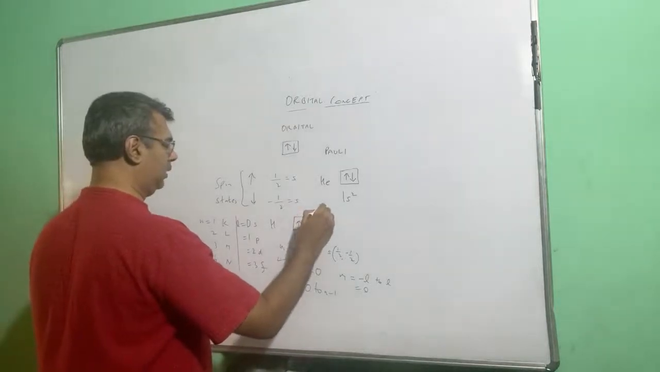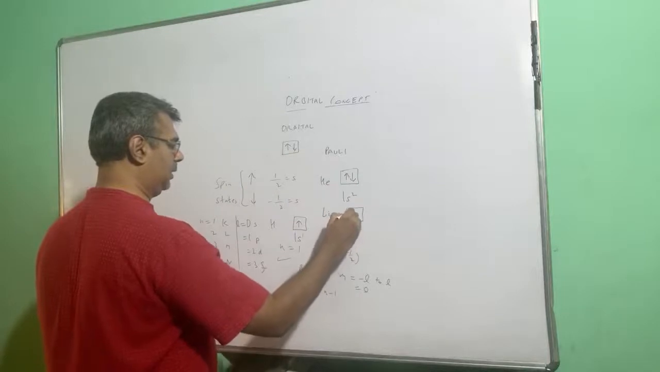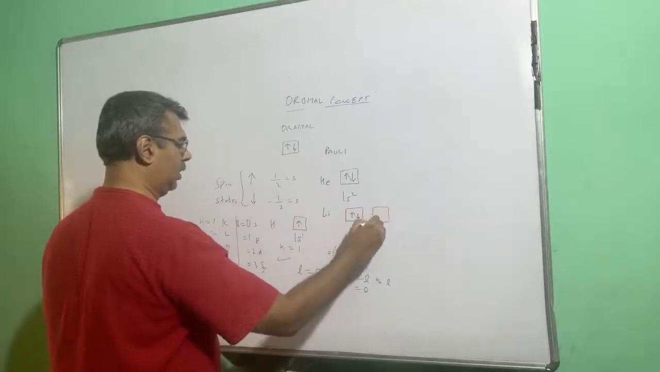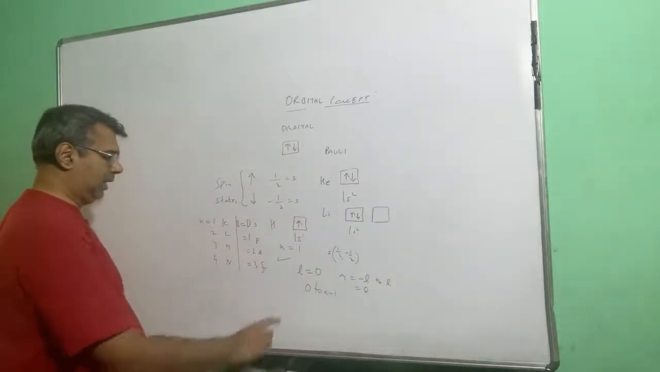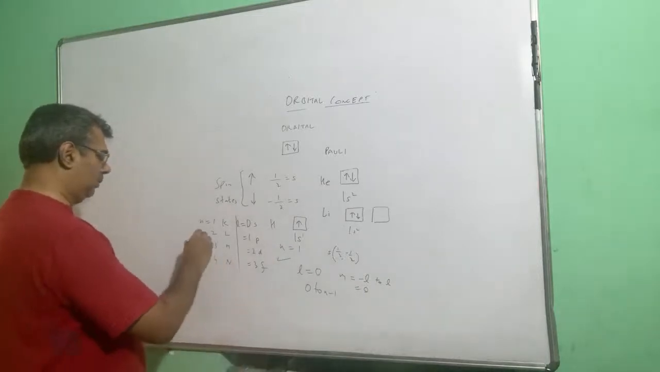Then we go to lithium. Lithium's atomic number is 3, so you will have 1s2. Now your orbital is over, so you have to start a new orbital. You know that when n is 1, l can only be 0, so that's it. Now you go to shell number 2.